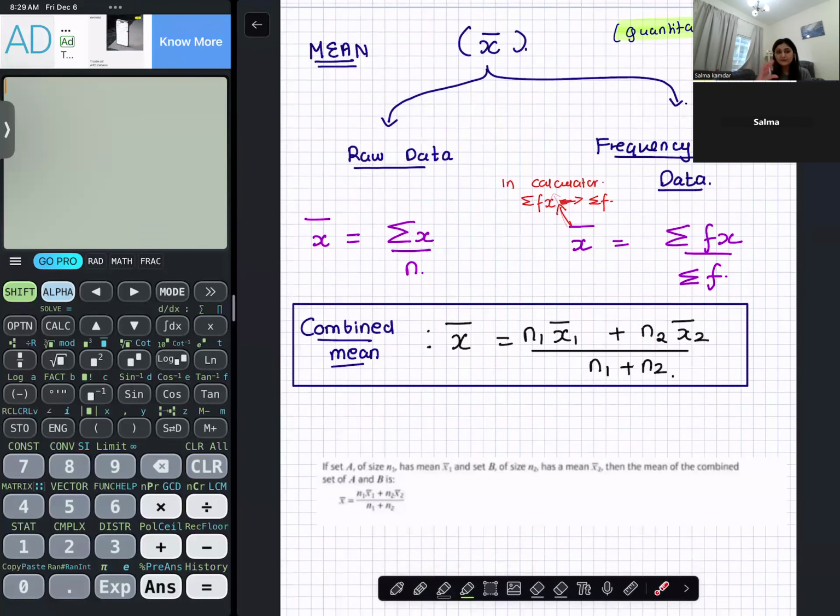If you have two sets of data and you are asked to calculate the combined mean, in this case your mean of x would be n1 x1 plus n2 x2, that is the number of observations of set 1 times the mean of set 1, plus the number of observations of set 2 times the mean of set 2, divided by the total number of observations, that would be n1 plus n2.